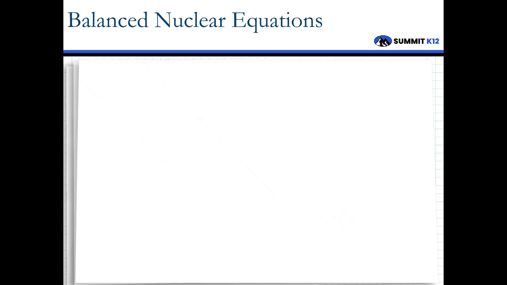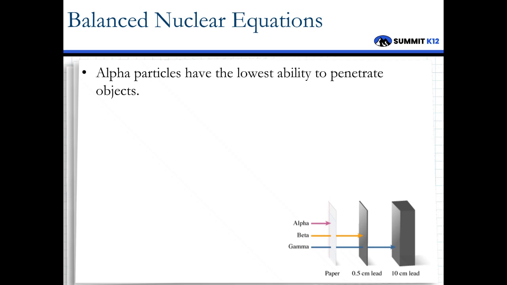So, an alpha particle has the lowest ability to penetrate objects. It has large particles, it's great in mass, and it's the slowest. It's like throwing a bowling ball at a chicken wire fence. It's not going to go anywhere. It typically stops when it reaches a piece of paper.